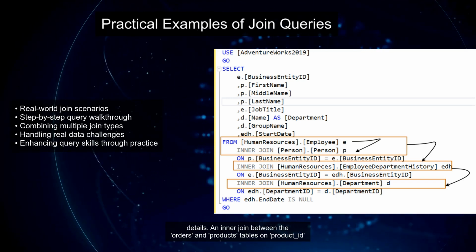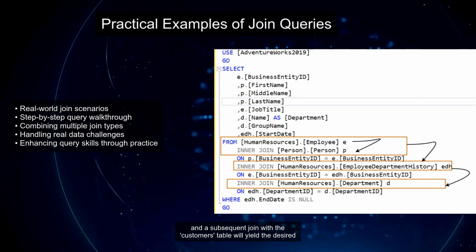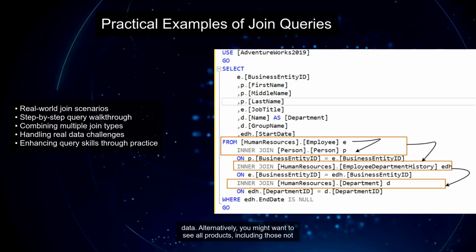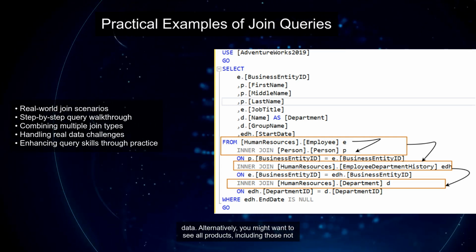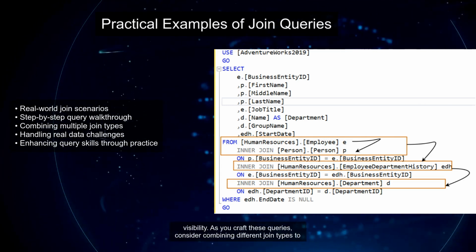An inner join between the orders and products tables on product_id and a subsequent join with the customers table will yield the desired data. Alternatively, you might want to see all products, including those not ordered. Here, a left join from products to orders allows for this visibility.